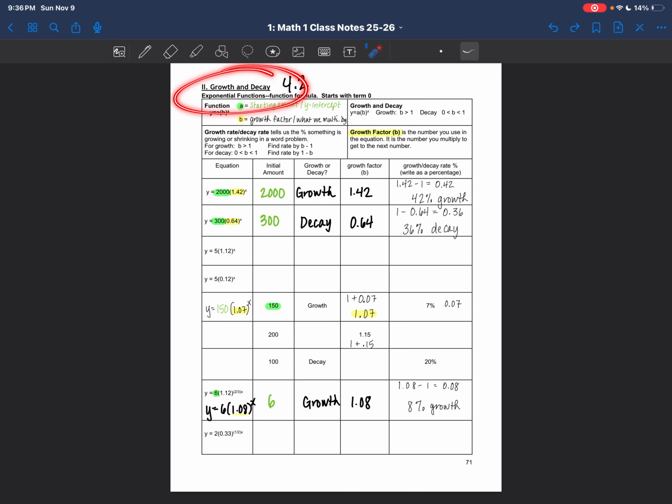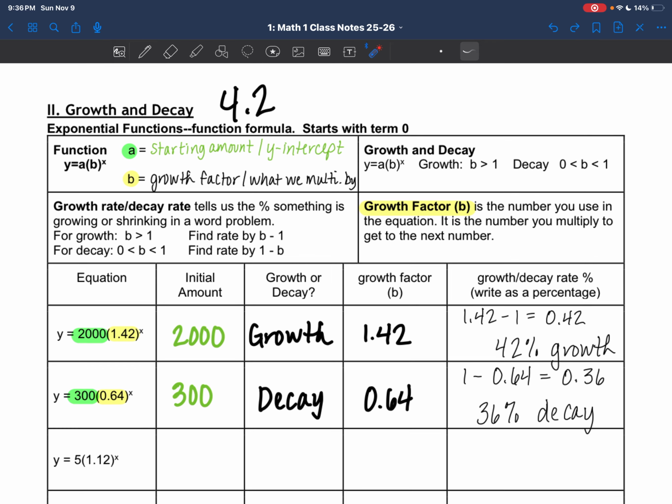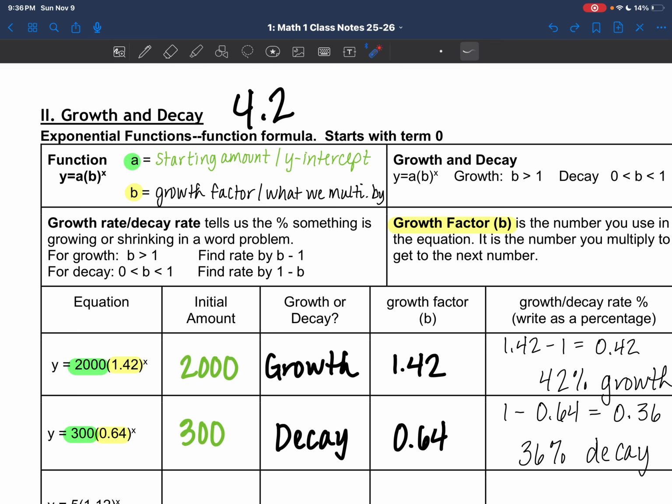We're going to take our next part of exponential functions and talk about growth and decay. An exponential function is a formula. You have a couple things you need to know about. This is the formula: A is your starting amount, and it's your y-intercept. B is the growth factor, or whatever you're multiplying by, and then you have x for an exponent.